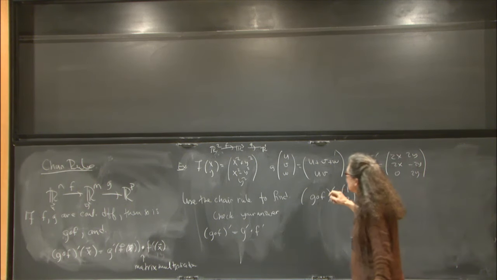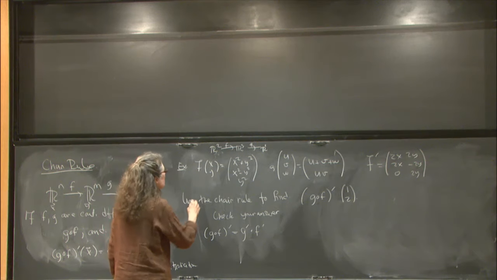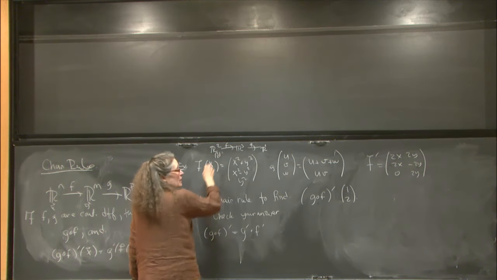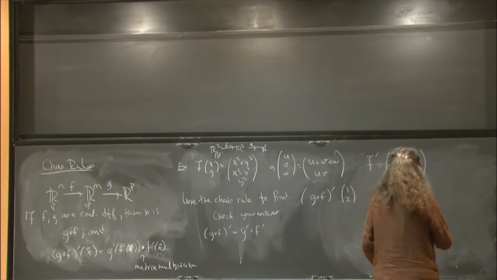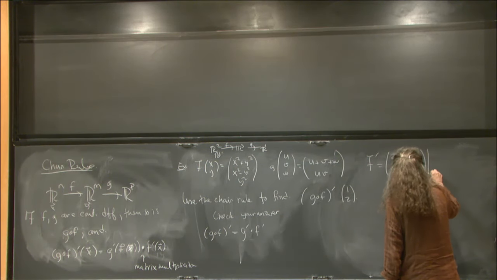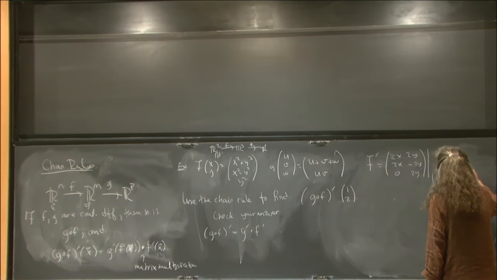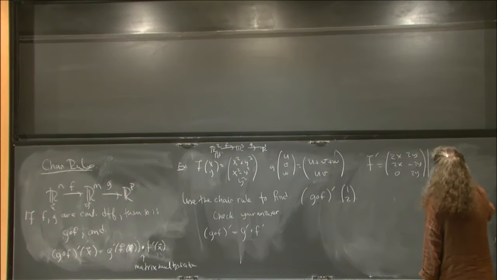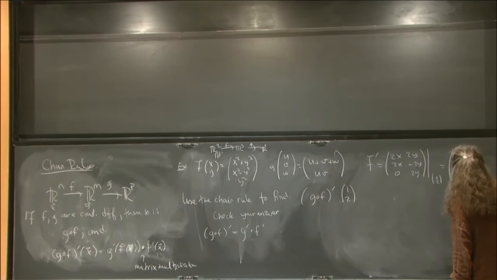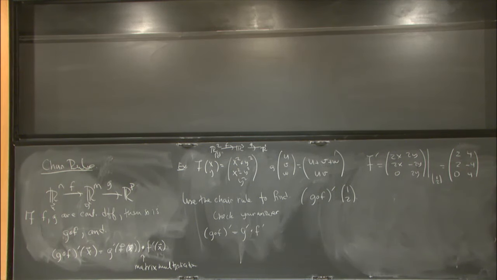And we want to evaluate F prime where? Let's see, (1, 2) is a point here, so we want to evaluate F prime at the point (1, 2). That is 2, 2, 0. Don't let me mess up. 4, minus 4, 4. Did I do that right? Okay, so that's F prime.